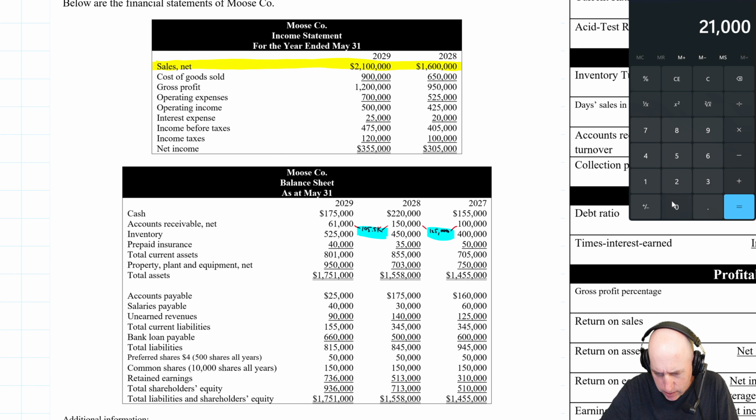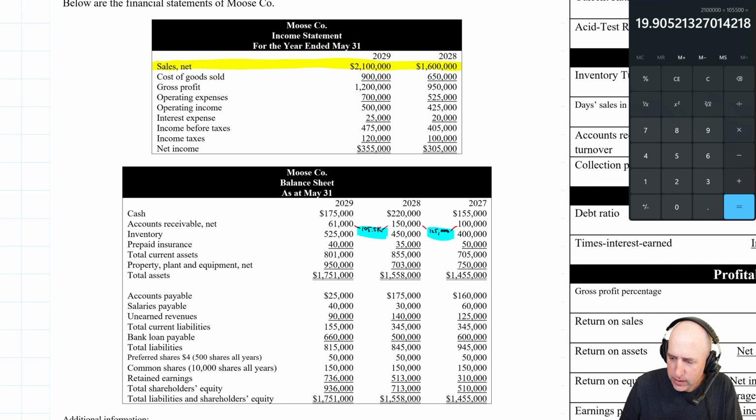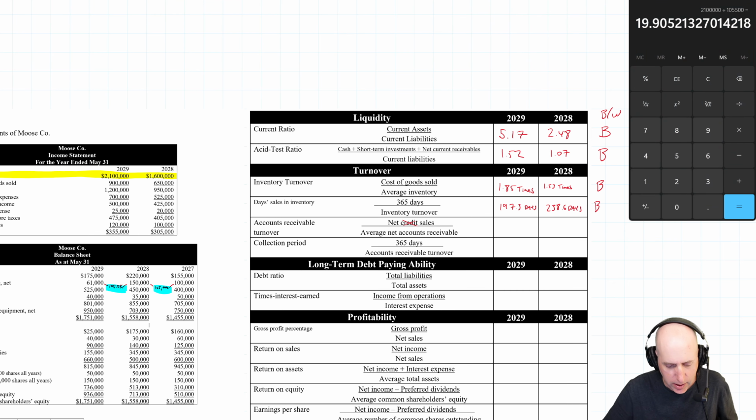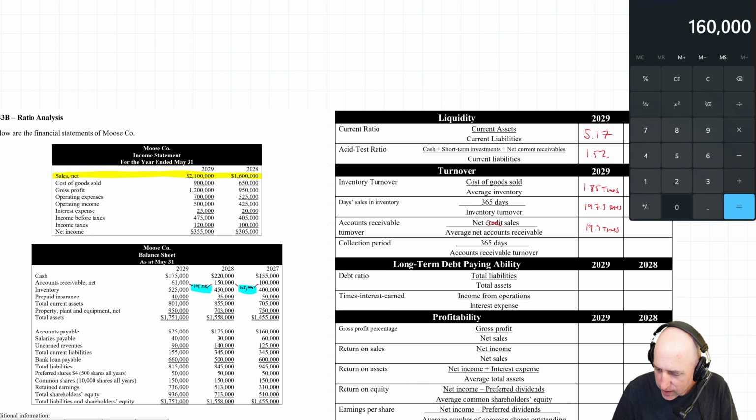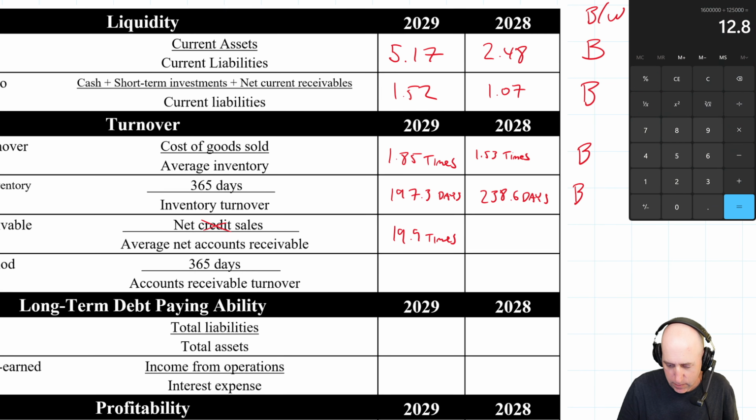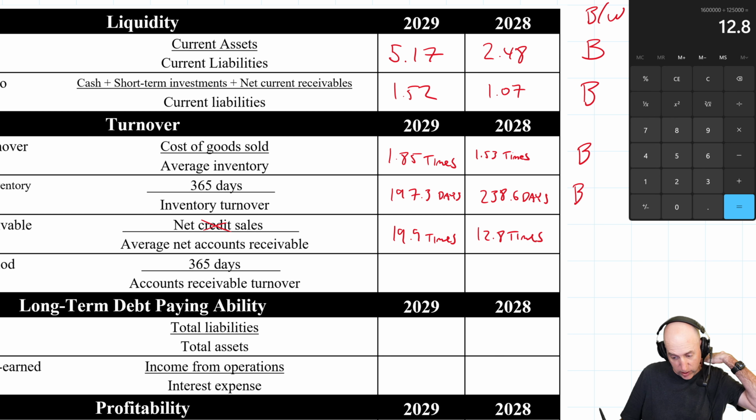So 2.1 million divided by 105,500, 19.9 times my AR turned over. And for the year before, 1.6 million divided by 125,000, 12.8 times. Okay, what is this ratio telling us? It's saying, how frequently am I collecting my AR, my total AR? How frequently do I collect it? This year was 20 times, last year was 13. More is better, so we did more.